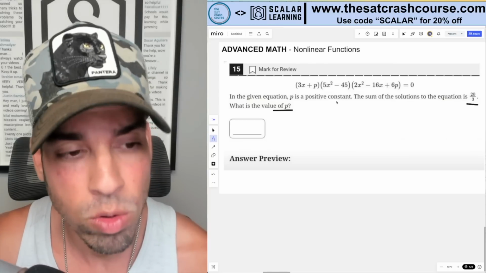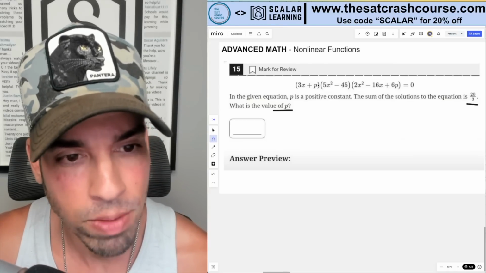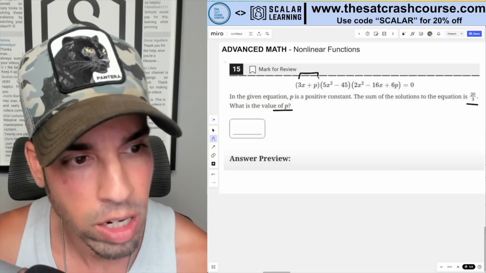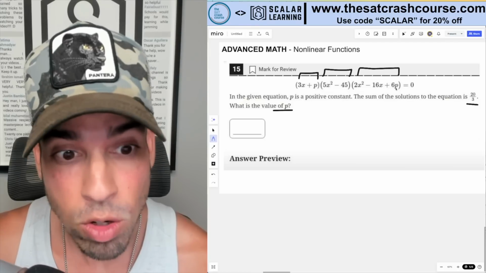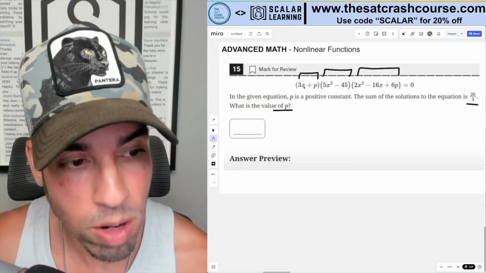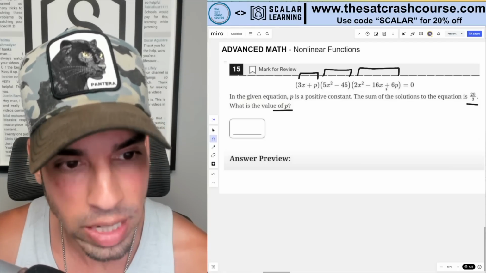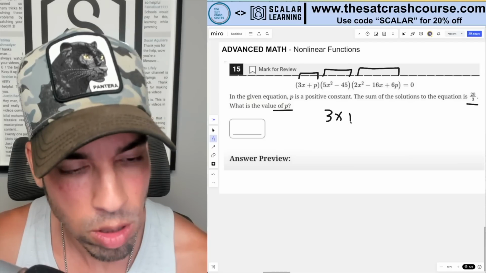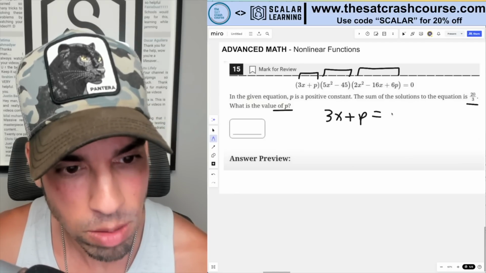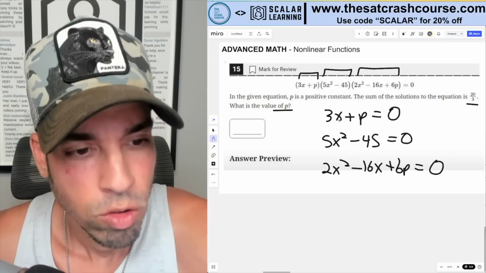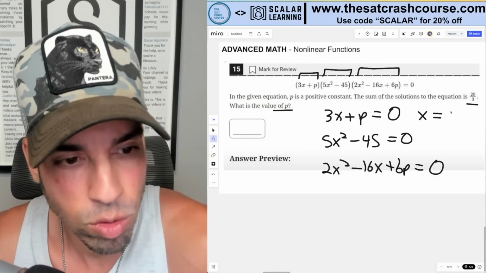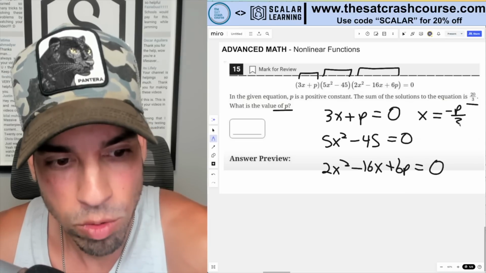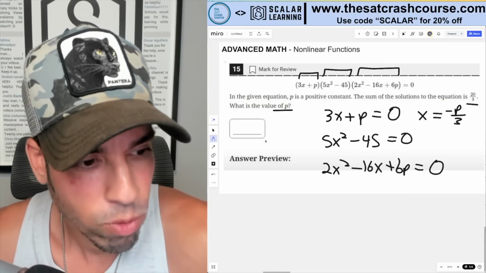So what I'm going to do is go through and find all the solutions for each one of these little binomials and trinomials. Since this is equal to 0, what value of x is going to zero out each of these? So I'm going to take each one of these expressions, set them to 0, and then solve for x. For the top one, if I minus p and divide by 3, I get x equals negative p over 3. For the second one, I'm going to add 45 to the other side.